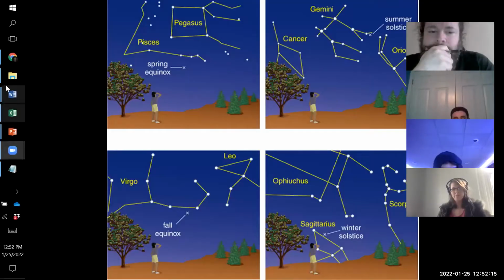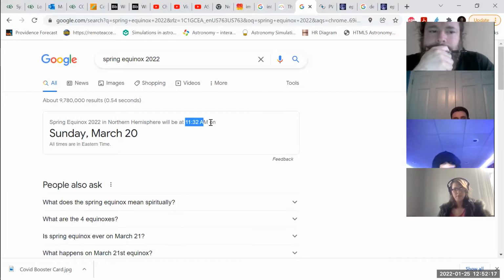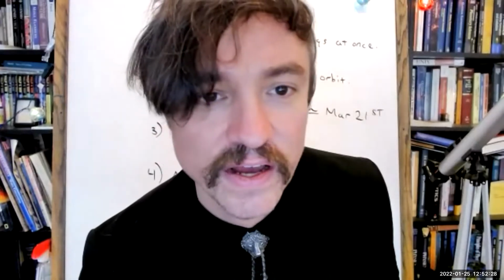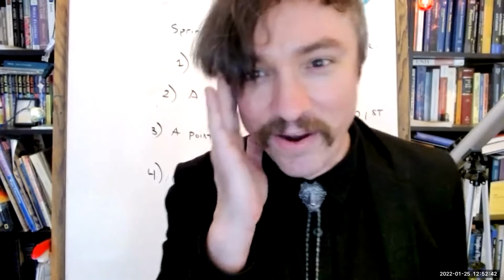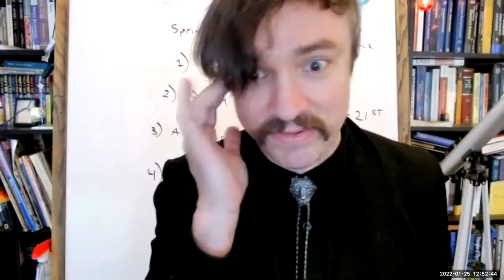And if you look at Google over here, you'll see that the actual moment in time will be 11:32 a.m. Sunday, March 20th, this year. This can lead to hideously confusing questions on an astronomy midterm exam. Questions that sound like, describe the location of the spring equinox at noon on the spring equinox. Ooh, boy, I hope a question like that wouldn't appear on the test. I wouldn't do that to you.